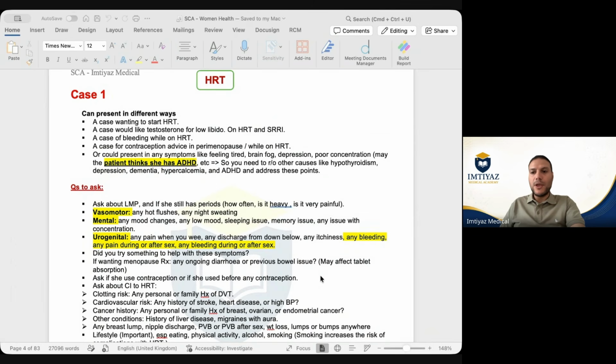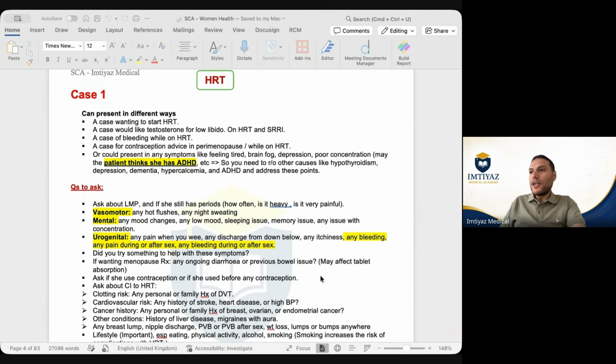Another presentation. Doctor, I would like a referral for ADHD assessment. Why would you like a referral for ADHD assessment? I have brain fog. I am not able to focus at work, becoming more forgetful. And usually your patient in HRT cases will be 45 plus. What does that mean? That means if you have a case in your SCA exam for a lady, she's above 45 years old, rule out menopause. Please ask about menopausal symptoms. It can come as vague symptoms.